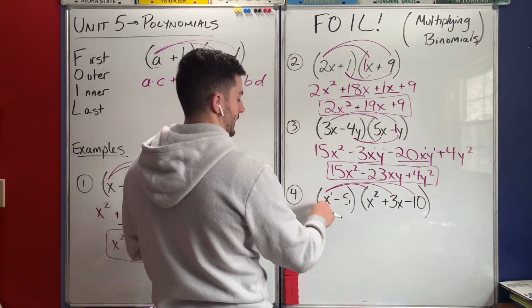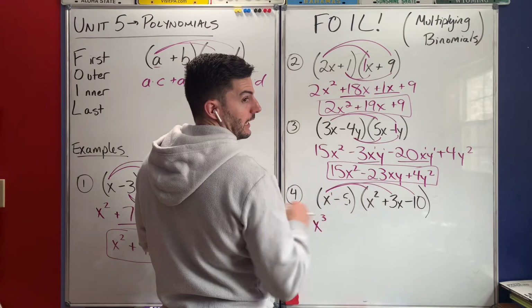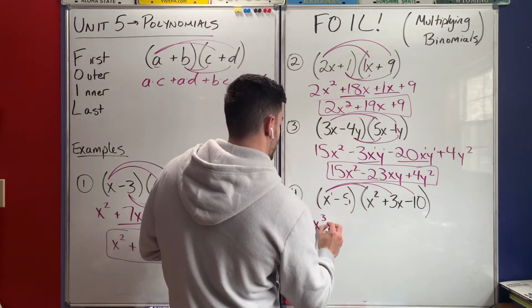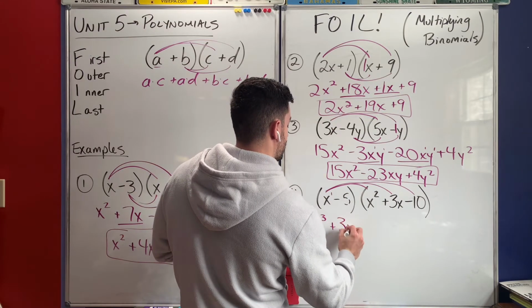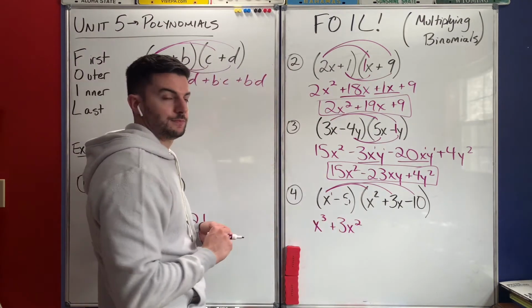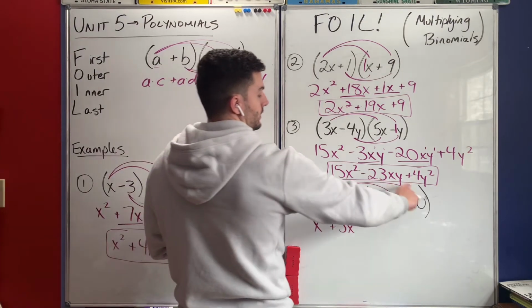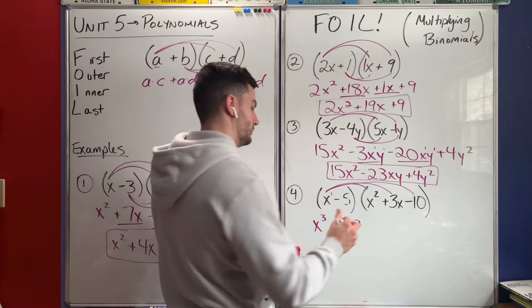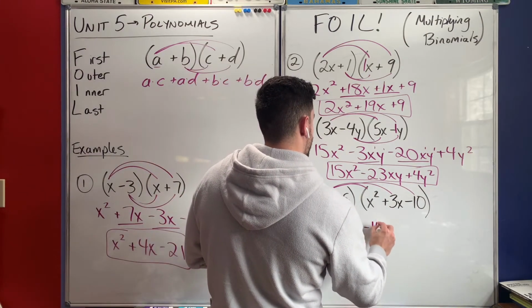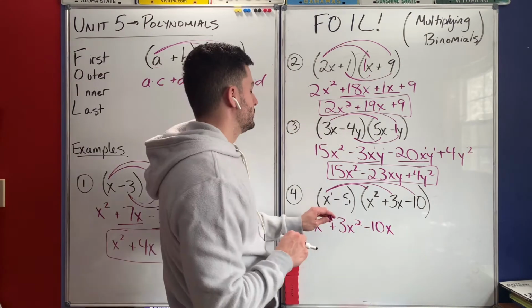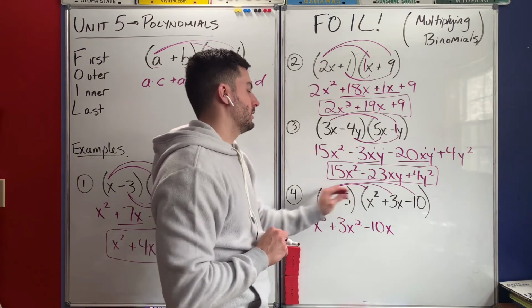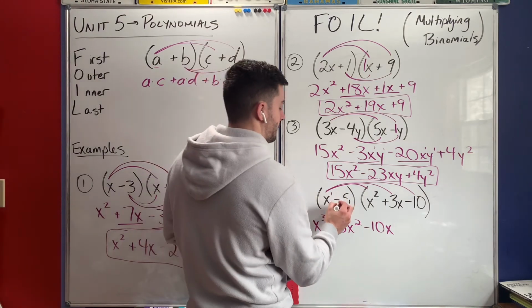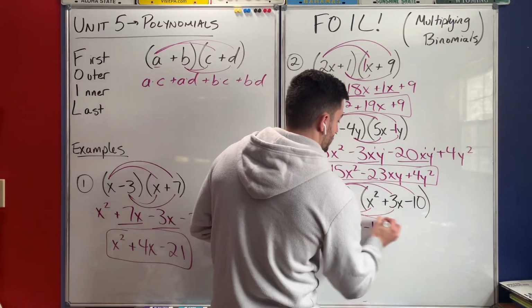Now x to the first times 3x. My second multiplication here, x times 3x, would be positive 3x squared. And then x times negative 10, again a number and a letter, so we just lump them together, negative 10x. So I distributed my first term times all the terms in that group. Now I need to distribute this negative 5 to all the terms in the group.